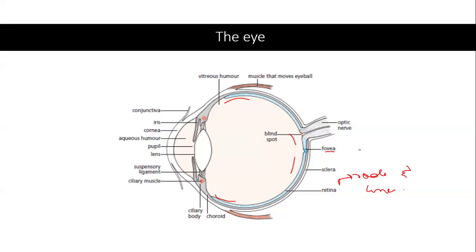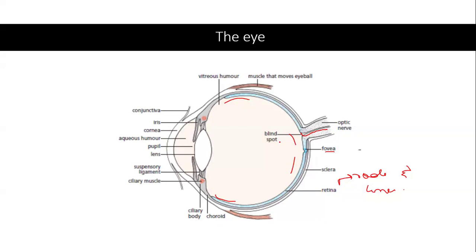Then we have a blind spot. The blind spot has no cones, it has no rods, and this is basically where the optic nerve is, the nerve that actually sends the information to the brain about what we're seeing. The optic nerve goes towards the brain. So these are the different parts of the eye.